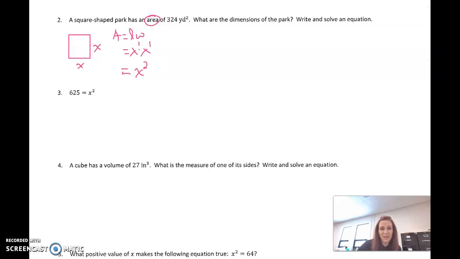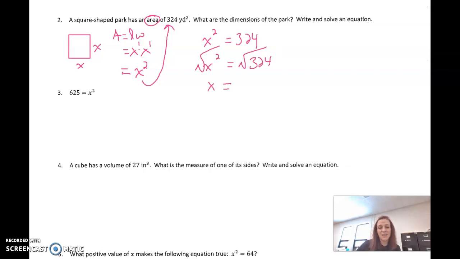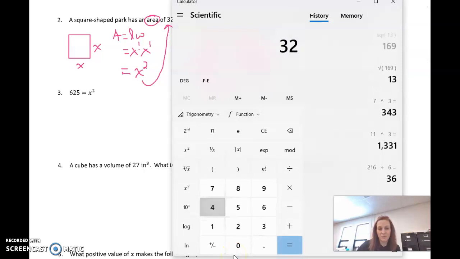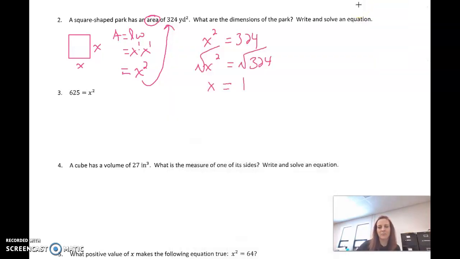No, let me draw it here. The area formula equals 324. So a square-shaped park has an area of 324. Okay, so we want to figure out what the dimensions are. Well, they're going to be the same, so we really just need to figure out what x is. So how do I undo squaring something? I take the square root. Whatever I do to one side, got to do to the other. Okay, and we're left with x equals 18.